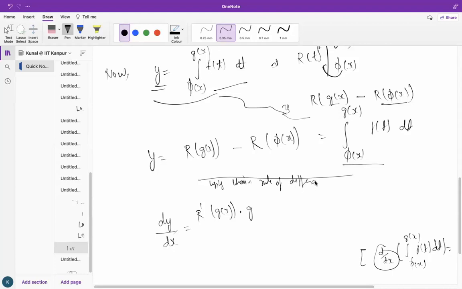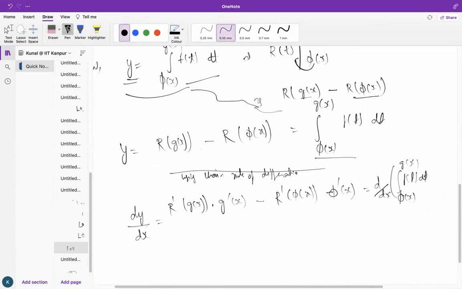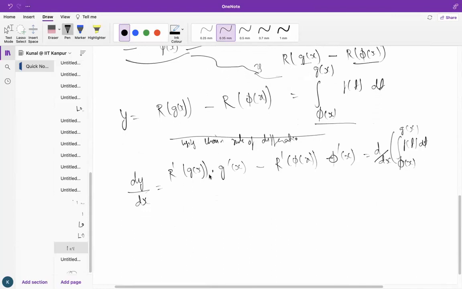I hope you already know this, and you learned it in your differentiation chapter as well. So take g dash of x minus r dash of phi x, phi dash of x, right? And this is equal to d by dx of the integration from phi x to gx of f of t dt, right? So let me erase it here. Okay, I hope you all understand what I'm trying to do here. I'm just using the chain rule.